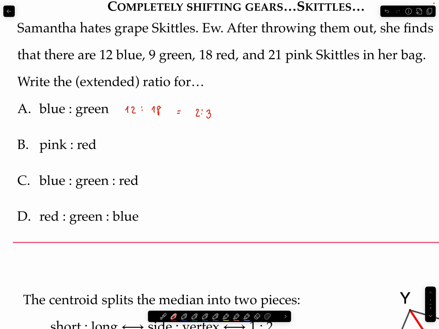And so pink to red, this is going to be 21 to 18. When we simplify this, each is divisible by 3. We get that this is 7 to 6, which is to say that for every 7 pink Skittles, there are going to be 6 red Skittles.